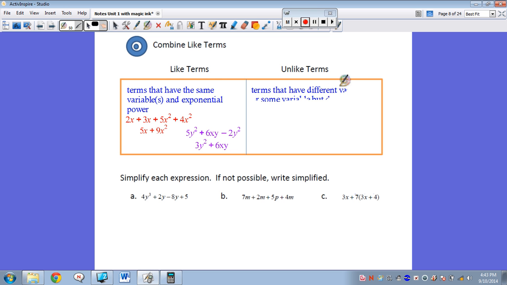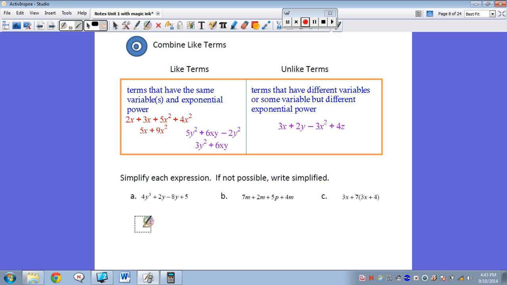Unlike terms are terms that have different variables, just completely different, or they have some variables that are the same, but they have different exponential powers. Okay, so let's take a look at a couple examples there. So 3x plus 2y minus 3x squared plus 4z. So 3x can't be combined with 3x squared. They have the same variable but different exponential powers, so those can't be combined. There's no y anywhere else, and there's no z anywhere else. So none of these can be combined with one another.